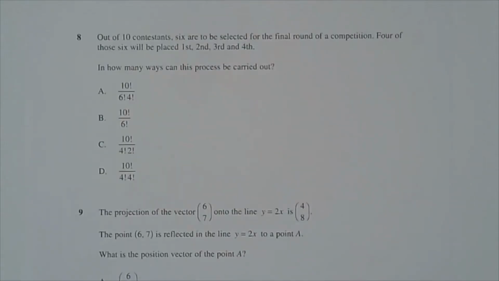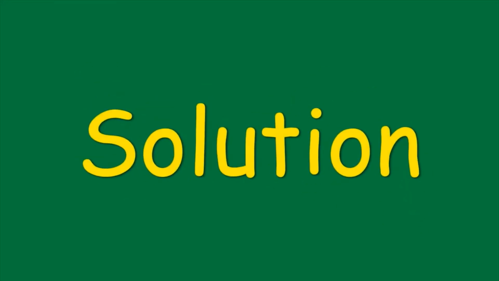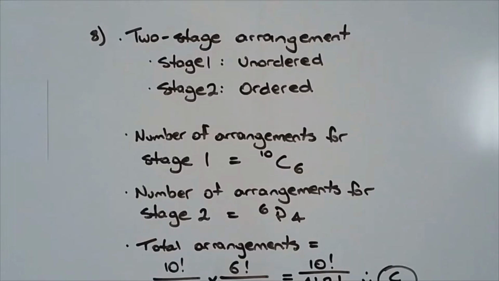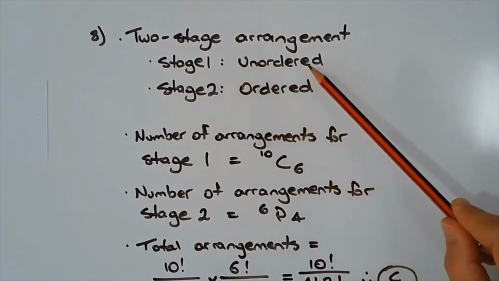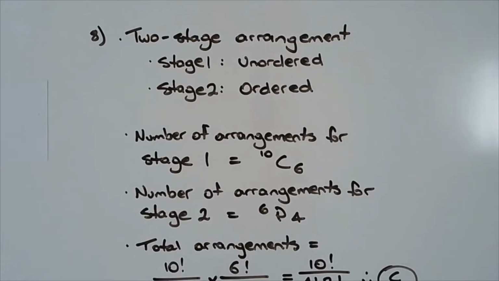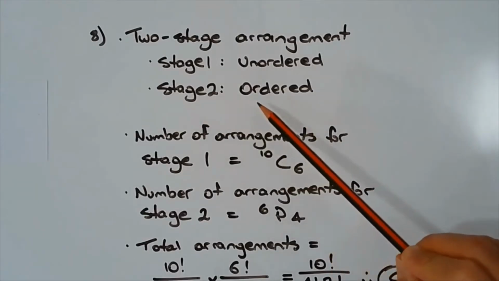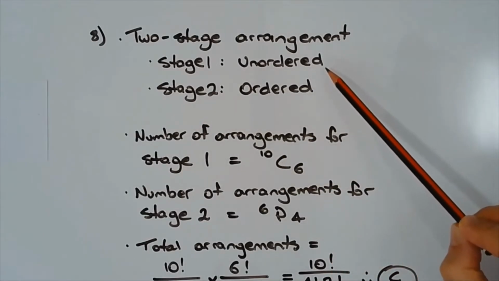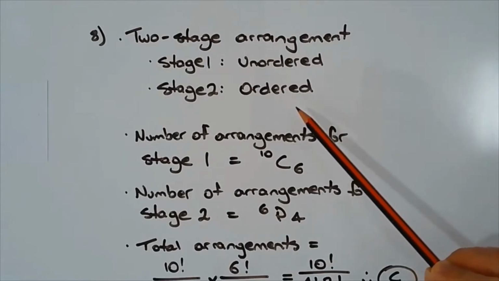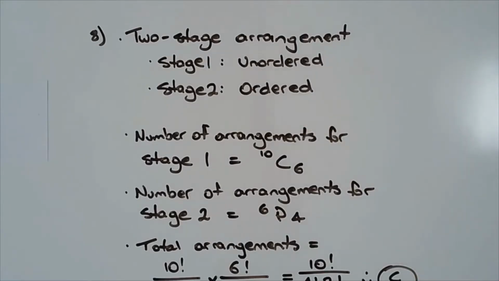Question 8. Out of 10 contestants, 6 are to be selected for the final round of a competition. 4 of those 6 will be placed first, second, third, and fourth. In how many ways can this process be carried out? We may describe this situation as a two-stage arrangement. Stage 1 involves an unordered arrangement where 6 people are chosen from 10, and stage 2 involves an ordered arrangement where out of the 6 people chosen, we're going to choose 4 people and then rank them first, second, third, and fourth.